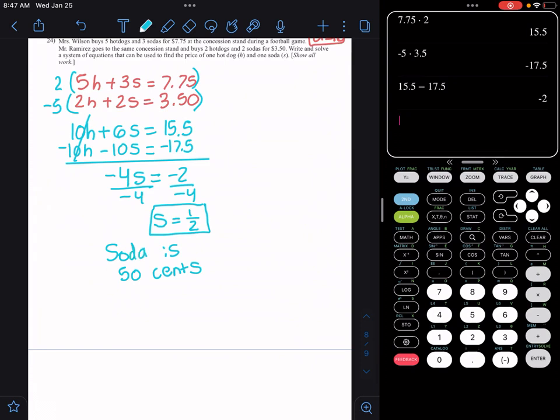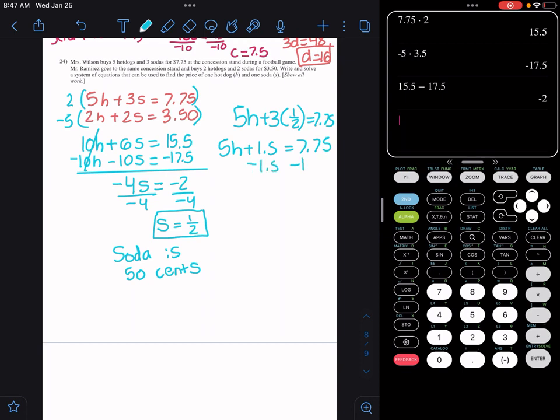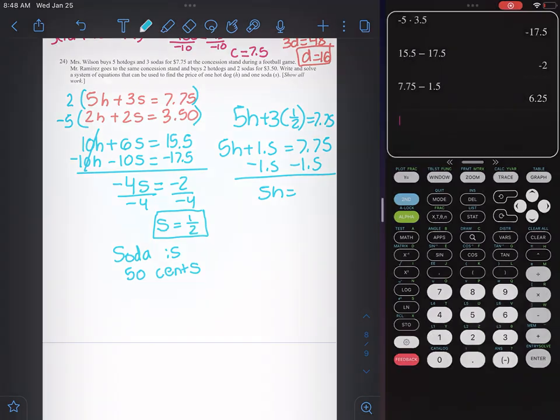Alright, let's go find the price of the hot dog. So 5H plus 3, we now know that sodas are a half, equals 7.75. So we'd have 5H plus 1.5 equals 7.75. Minus 1.5, we would get 5H is equal to 7.75 minus 1.5. We would get 6.25.